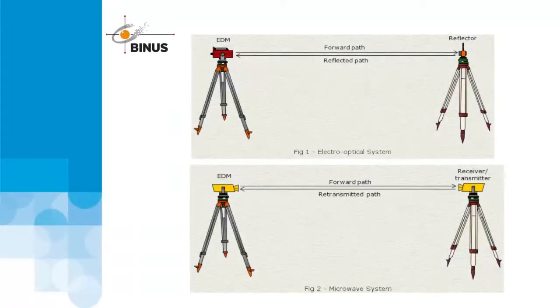There are two types of EDM, an electro-optic system and a microwave system. In an electro-optic system, there are the EDM device itself and a reflector, whereas in the microwave system, the reflector is changed into a receiver or transmitter. There are advantages and disadvantages in both the electro-optic and microwave systems.